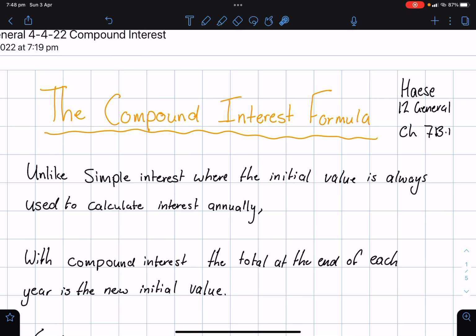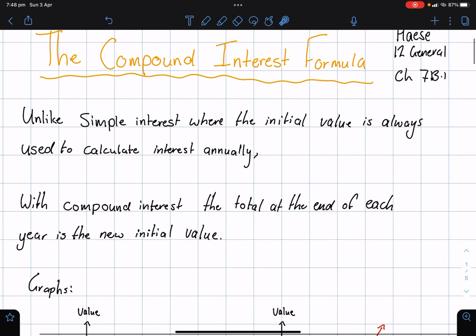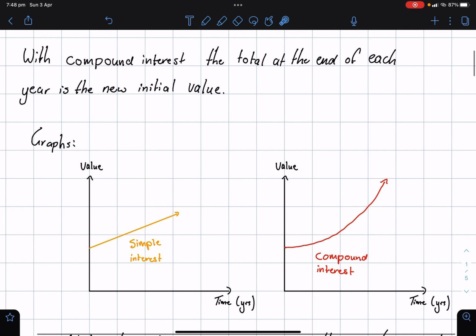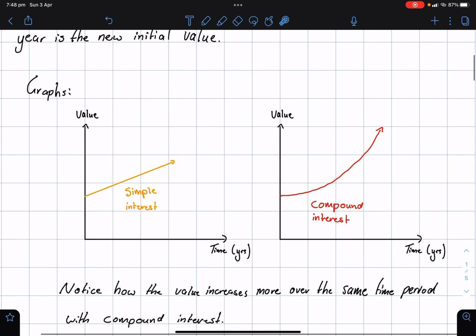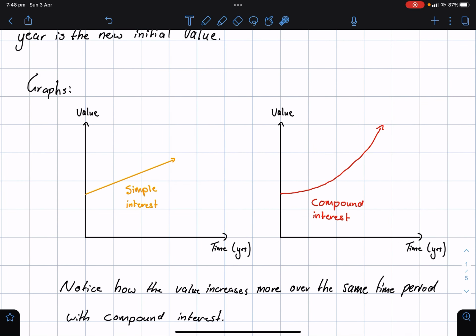Unlike simple interest, where the initial value is always used to calculate interest annually, with compound interest, the total at the end of each year is the new initial value, okay? It looks a bit like this graphically. With simple interest, we have a linear relation. We're adding the same amount of interest every time, but with compound interest, we actually have exponential growth. Over time, that growth is going to get larger and larger, and you can see how the value increases more over the same time period with compound interest, all right?